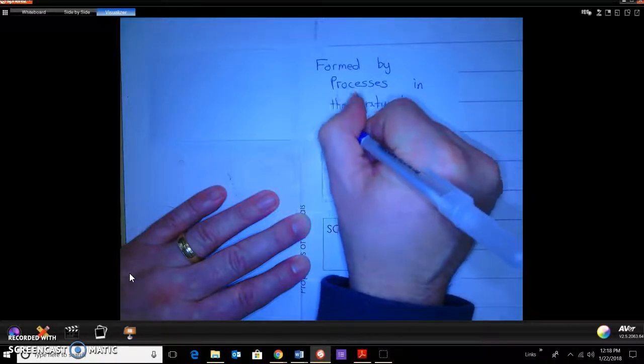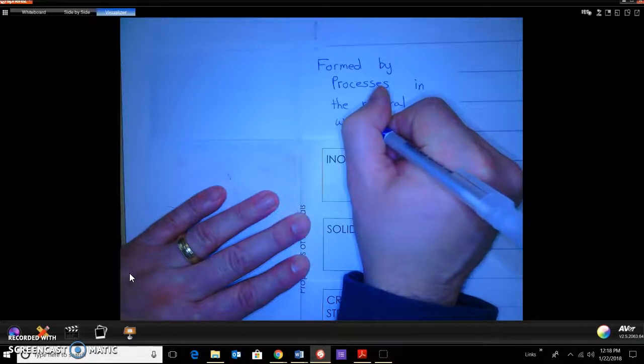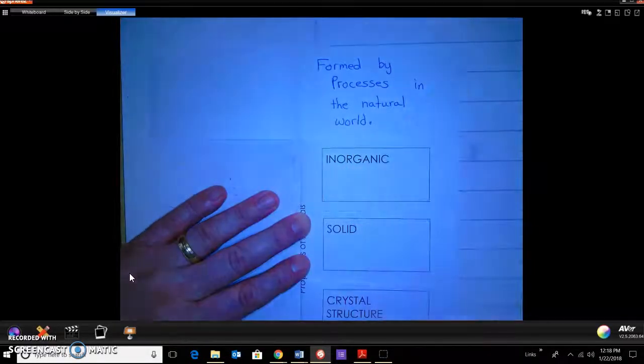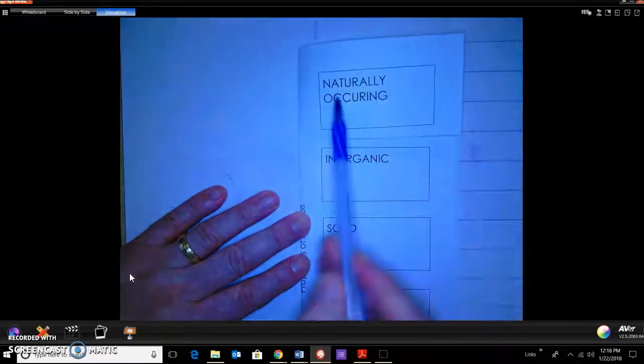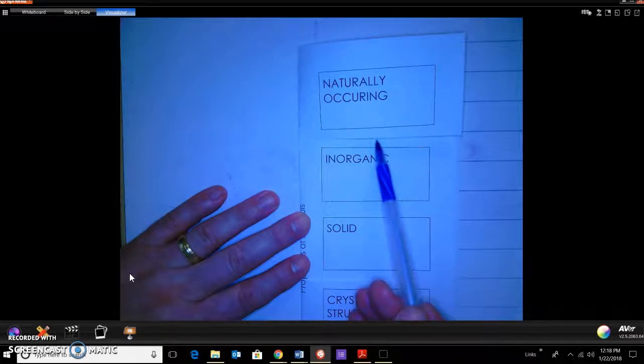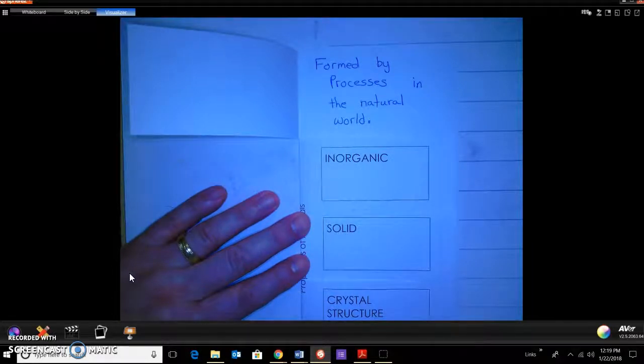So things like synthetic objects or things that are built in a laboratory, things that are man-made, are not examples of minerals because they're man-made. Plastic objects, that's an object that is not formed naturally. People have to actually make the plastic. So plastic is not an example of a mineral. So things that are naturally occurring must be formed in the natural world.